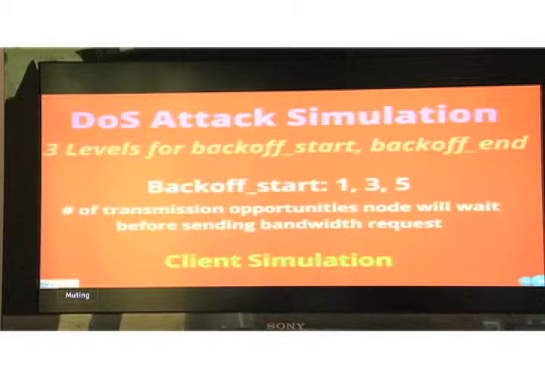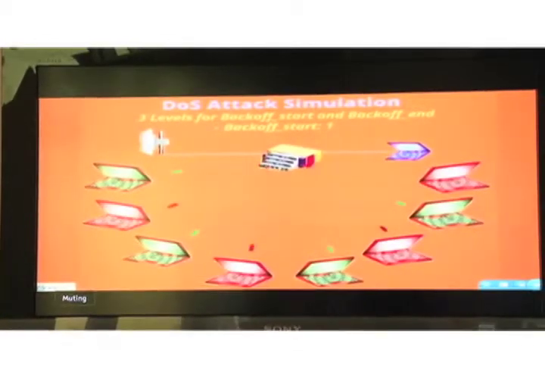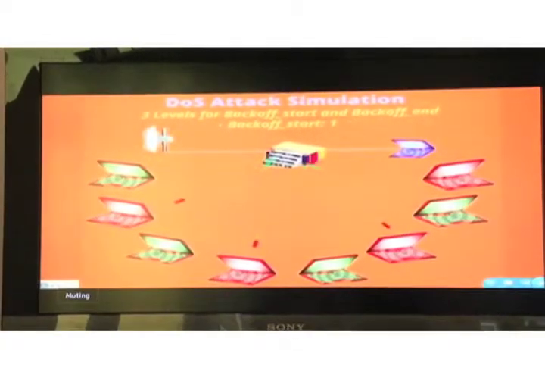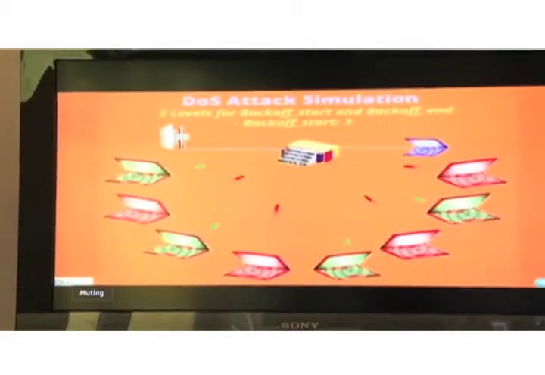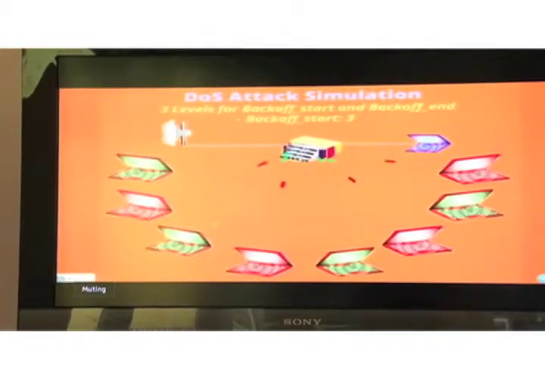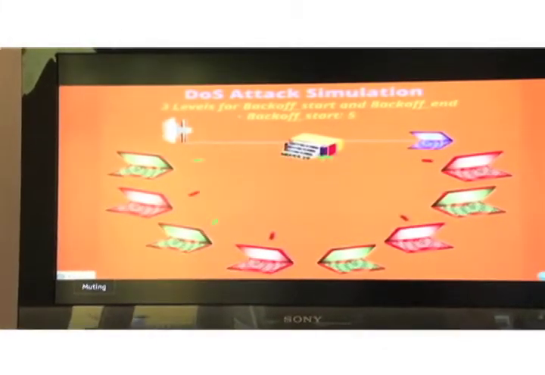Next, we're going to look at 2 of the system parameters, back off start and back off end, and show you an idea of what it would be like to change the back off start parameter for our client nodes. In these video simulations, the idea is that our attacker nodes are keeping a constant setting on back off start, while for our client nodes, we're varying the level of back off start.